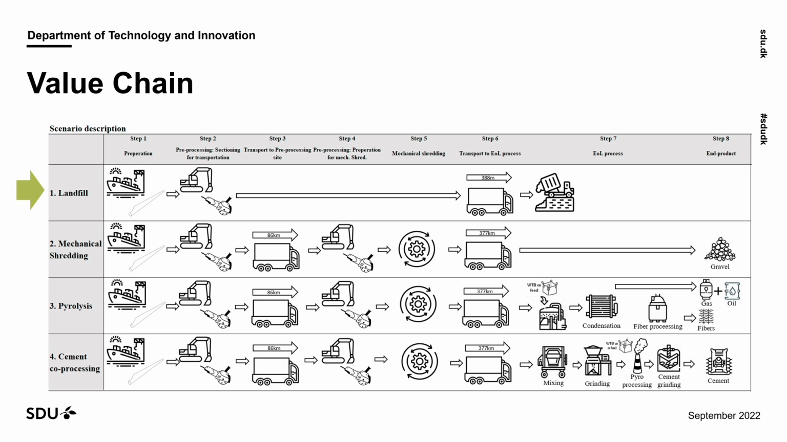So the first scenario here, landfill: you go through, of course, the preparation activities, and then again you still need to transport it, so you need to reduce the size, but then it's taken directly to the landfill site. In the second scenario, mechanical shredding, you go through steps 1 to 6, so you cut it up on site, move it to Taulo, cut it even further, then put it through a mechanical shredder, again transport it to a location where it's assumed in this case to be used as a substitute for gravel.